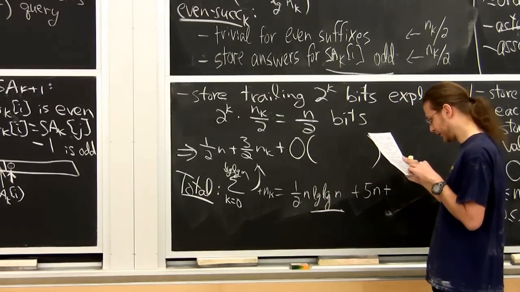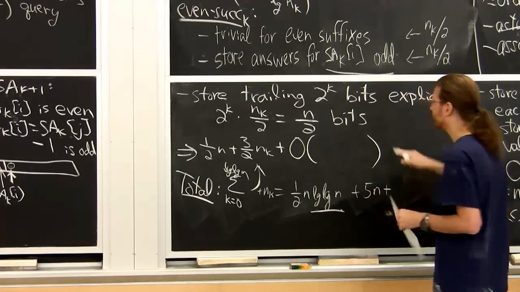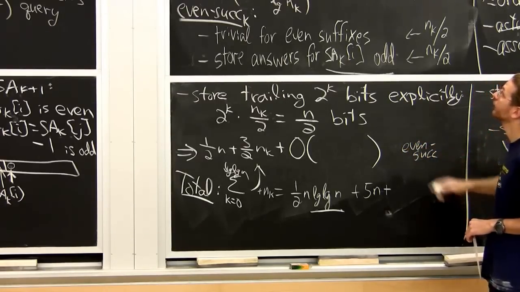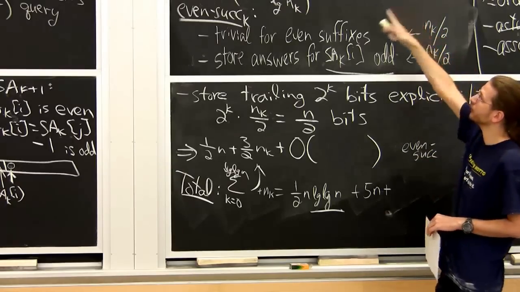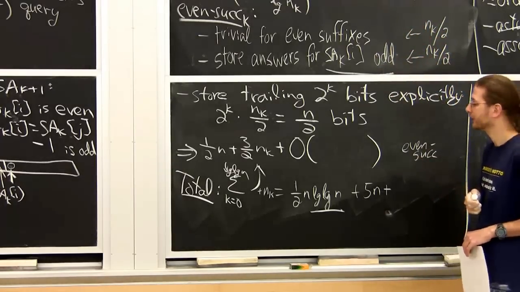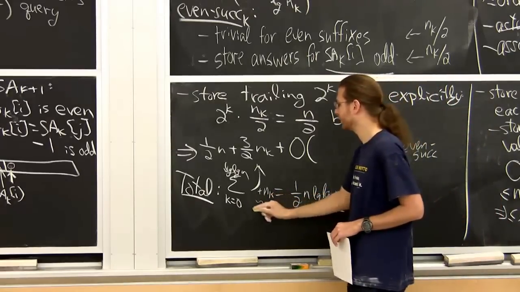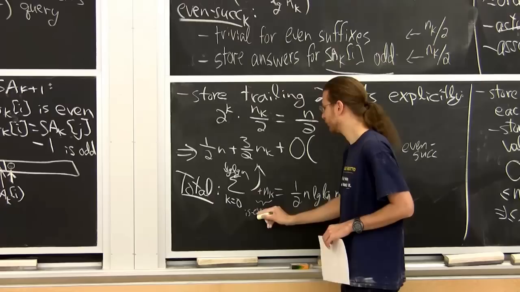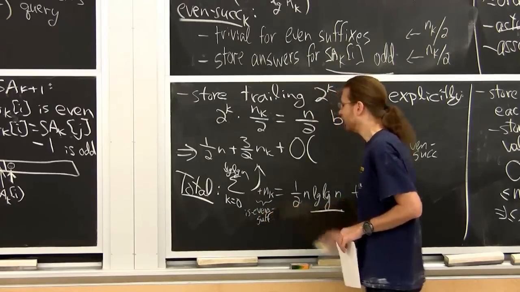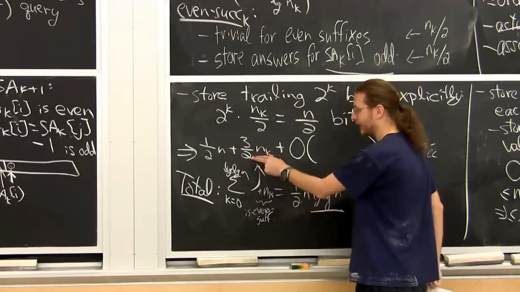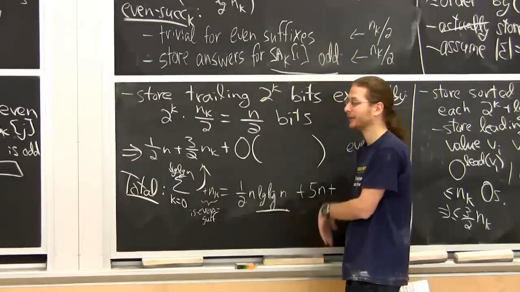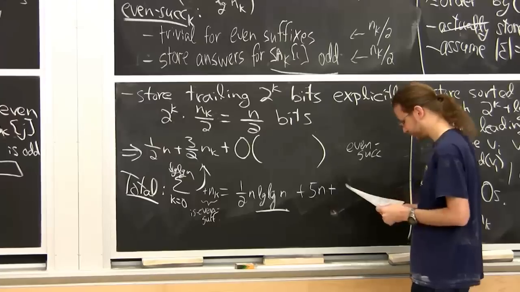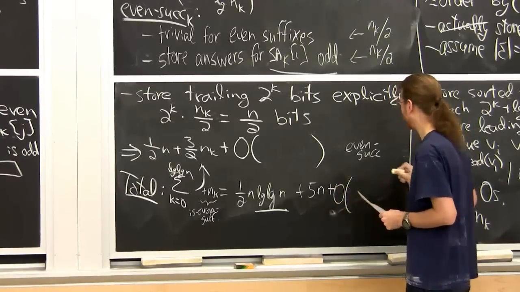Where did I miss the nk? This was the cost for even successor. But there was also is even suffix, which was nk bits, and there was even rank, which was little o of that. So there's an extra nk here for is even suffix. So we have nk plus 3 halves nk. That's 5 halves nk, and then the half disappears because it's a geometric series, so we end up with 5n, for what it's worth, plus big O of something.